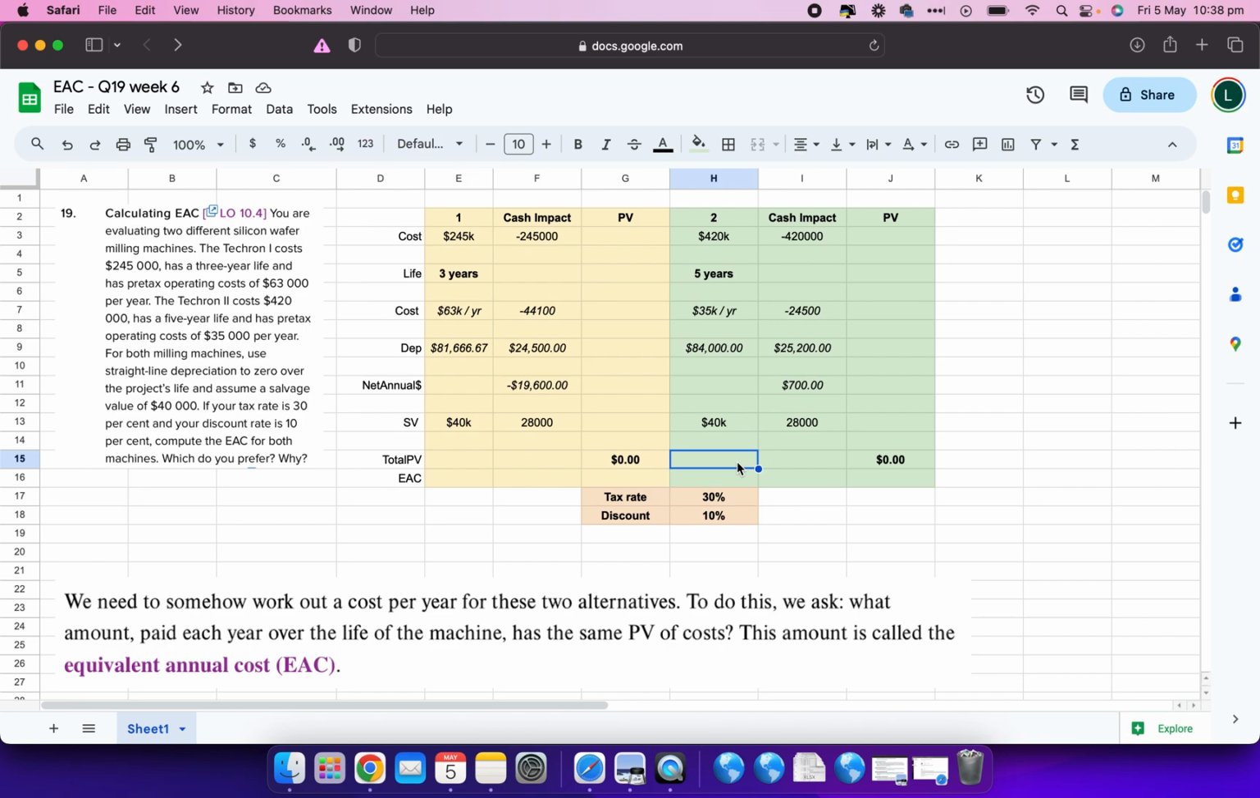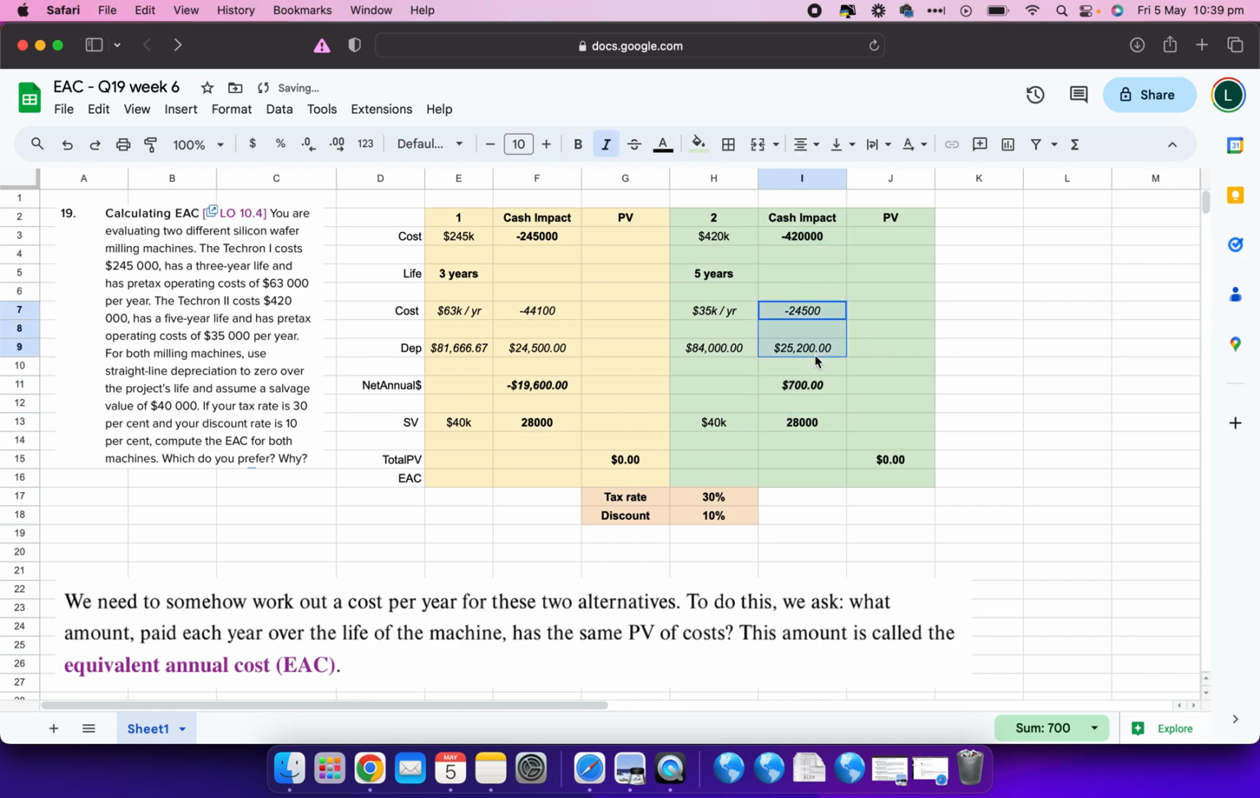We've looked at our cash impact. The second step is we've now got to calculate the PV, and PV is at the point in which we purchase it. So what we need to do is, as I said, calculate the PV. So I'm going to bold the numbers we're going to have to calculate the PV for.